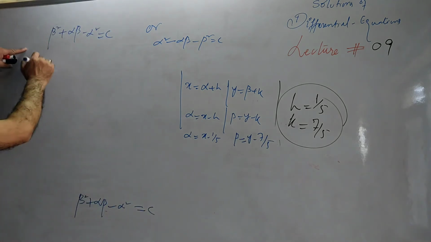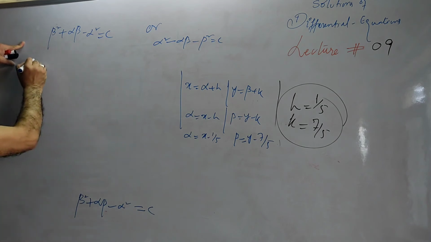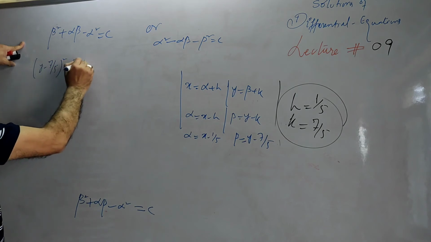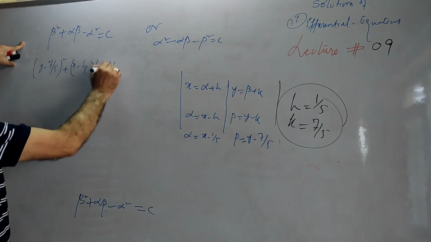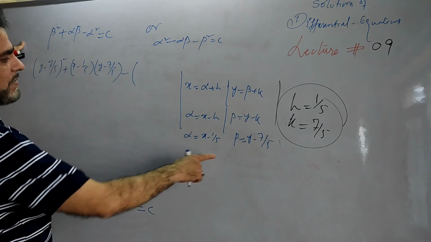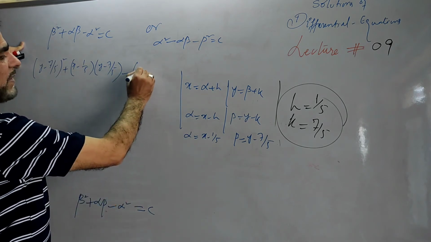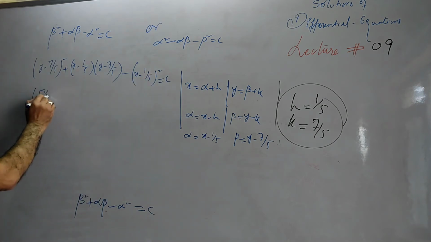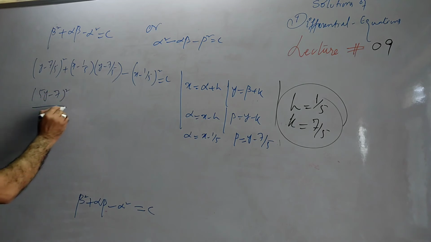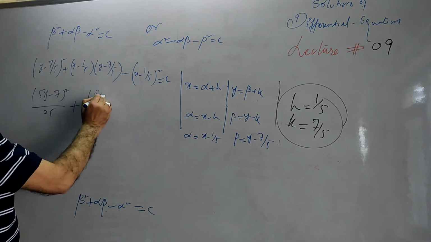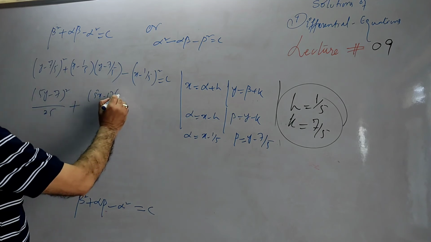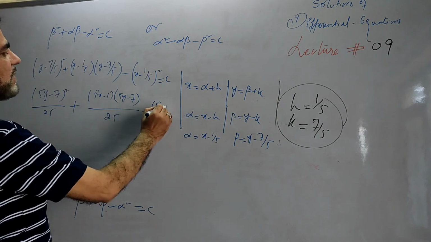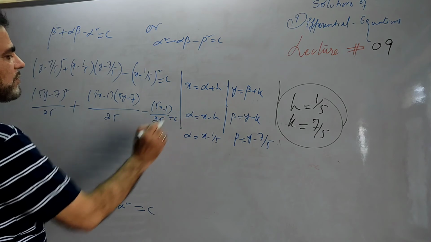Therefore you can write this result now: y minus 7 by 5 square minus x minus 1 by 5 square is equal to c. This you can write as (5y minus 7) square by 25 minus (5x minus 1) square by 25 is equal to c.